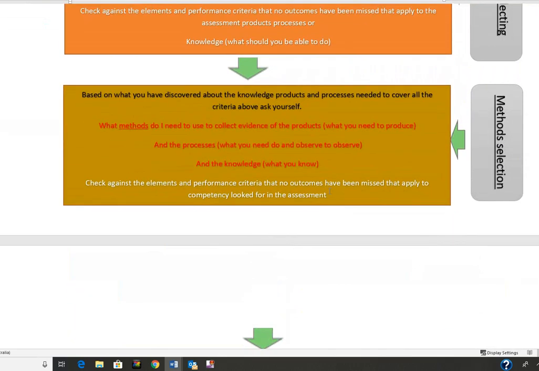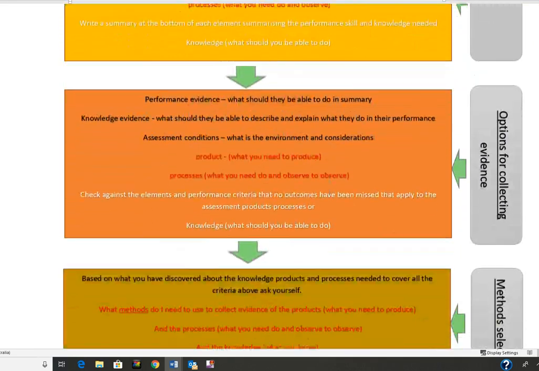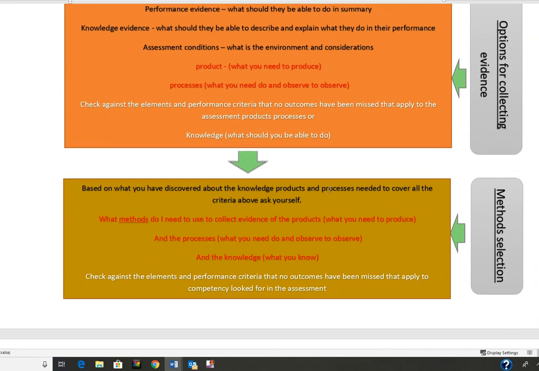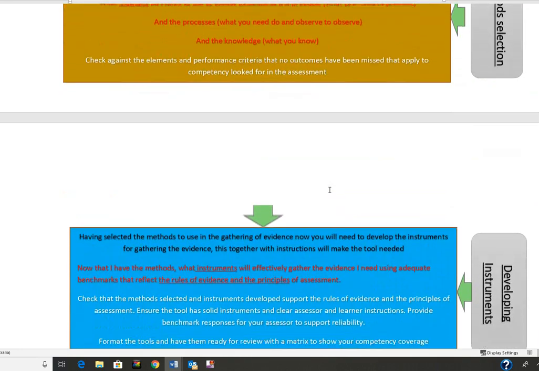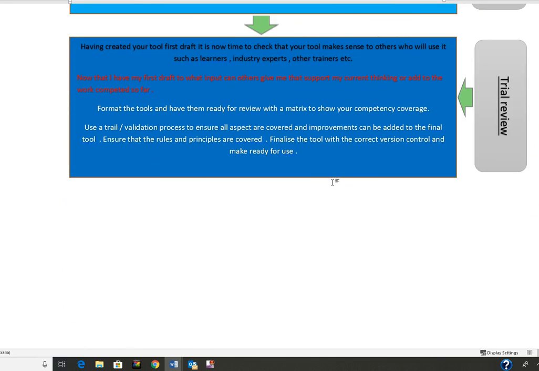So in essence, in creating a tool, we need to research and determine the focus, the options for collecting the evidence, what methods we might use, developing the instruments, and then trialing and reviewing that tool, and then finalizing that tool. So there's, in a nutshell, how a tool is put together.